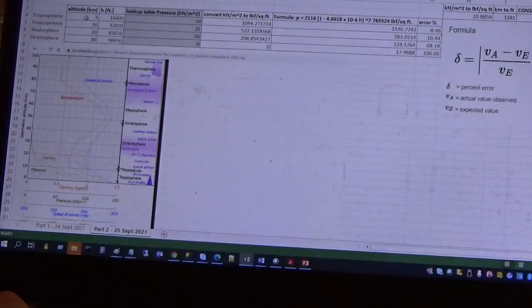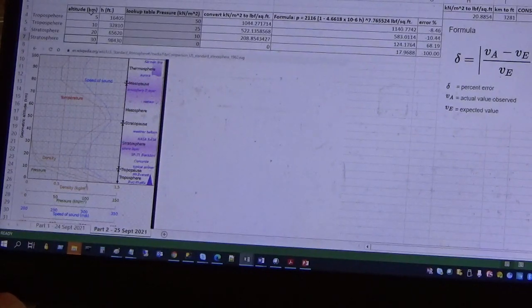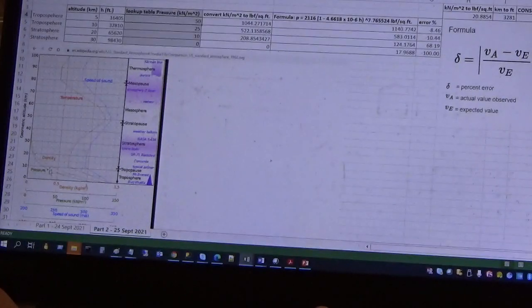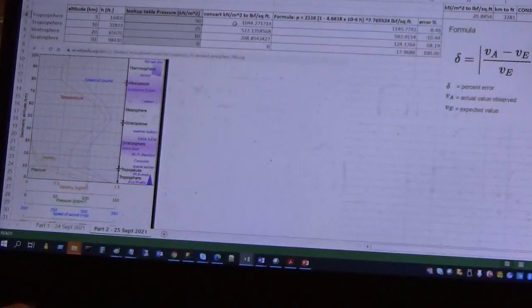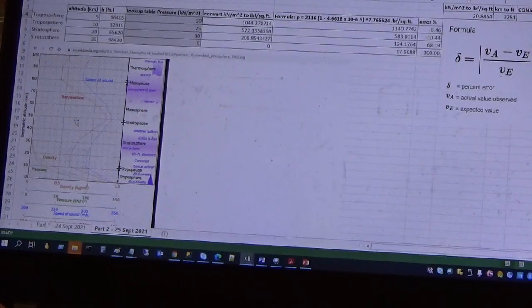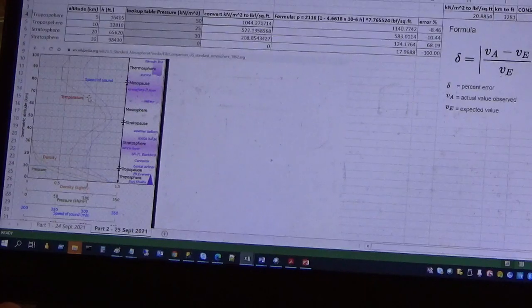So what we'll want to do is pick several distances or heights in kilometers, convert them to feet, and then look up the pressure in the table below, which was provided, and then convert that, because all of the values in this table are in metric units, and we need to convert them to English units.